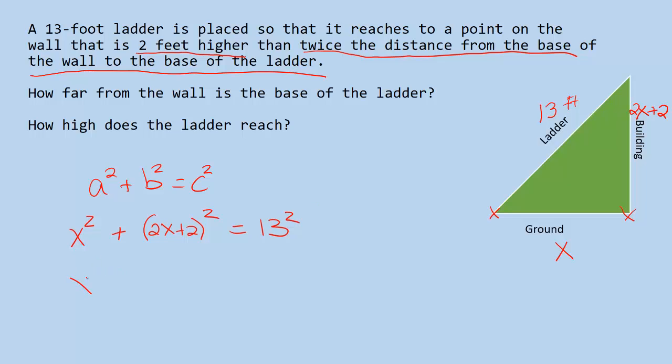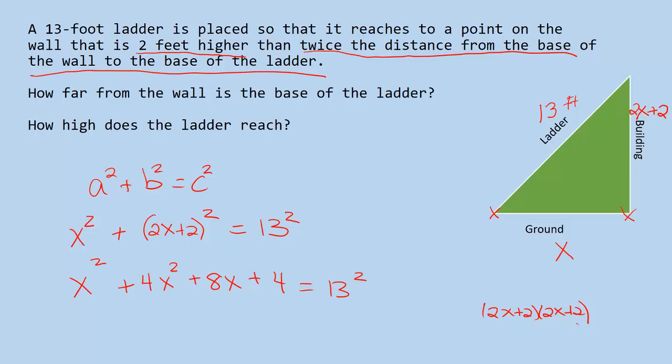So we'll go through and simplify. So let's start with x squared plus, now we need to do the 2x plus 2 squared, which remember is 2x plus 2 times 2x plus 2. So I'll put that down here as a reminder. So I'm going to go ahead and FOIL that out. So we're going to end up with 4x squared plus 8x plus 4. And that is going to equal 13 squared.